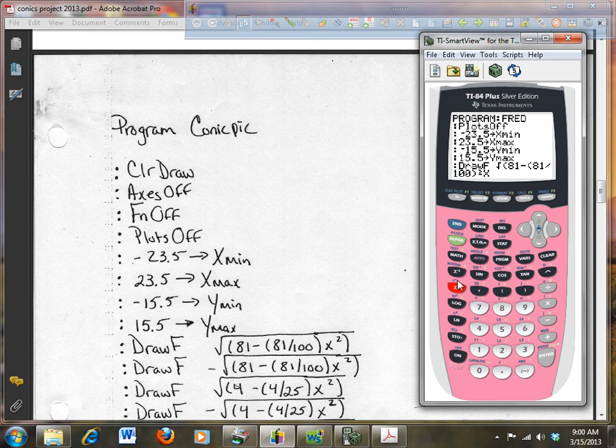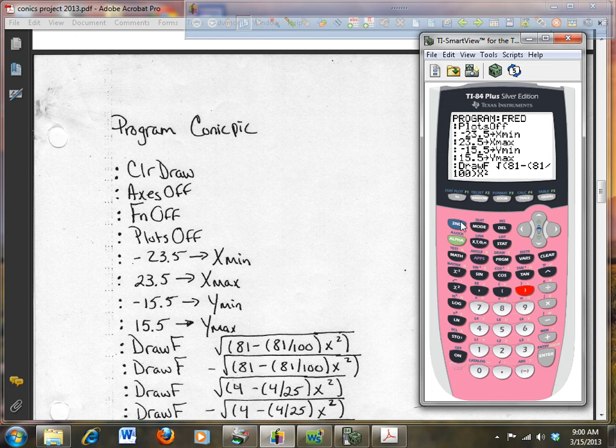Now, do you want the square after the 100? No, 100. Whoops, I didn't want that squared there. Delete. Okay. And then I have 100x squared. Close that parentheses. Okay. And that line should draw that.